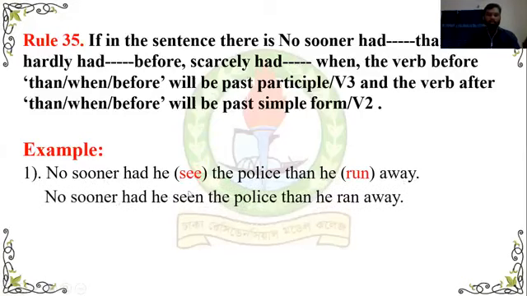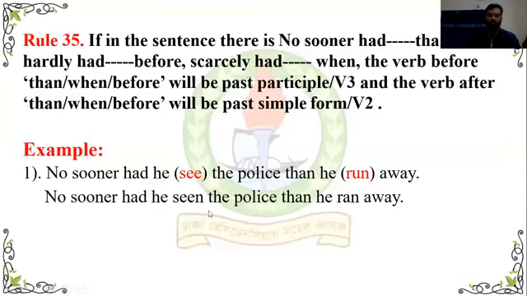So we have to use seen. As you see, no sooner had, here you see had. After had, we have to use the past participle form of the verb, because in the past two actions happened. So one action happened before another action. So no sooner had he seen the police than he ran away.